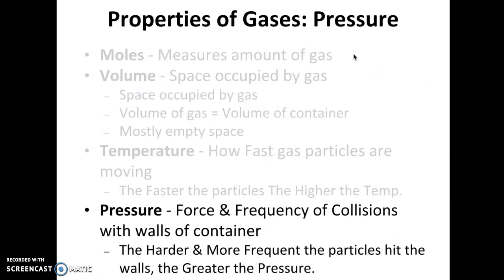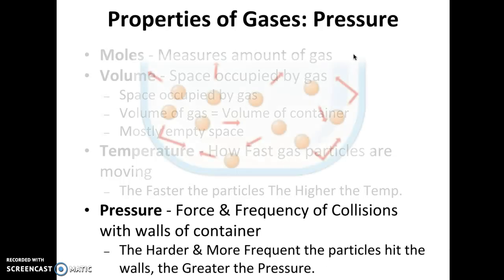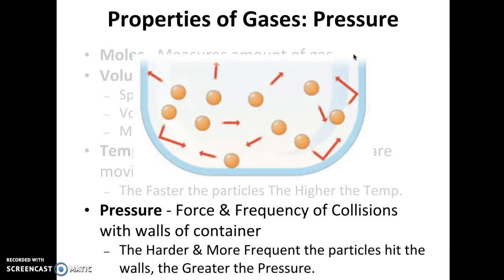The last property we're going to look at is pressure, and this one is so important because it really helps you make sense of a lot of things. Pressure is measuring the force and frequency of collision with which the gas particles hit the walls of the container. So the harder and the more frequent the particles hit the walls of the container, the greater the pressure. And we can sort of see that gas particles are moving really, really fast. They're bouncing into each other, but they're also bouncing into the walls of the container. And that's what creates the pressure.